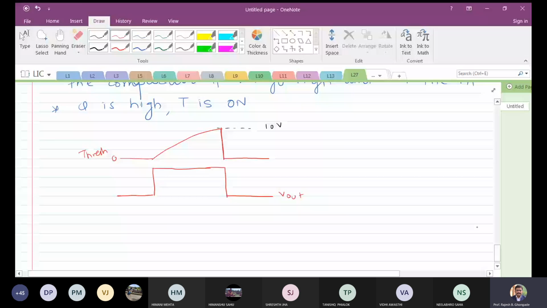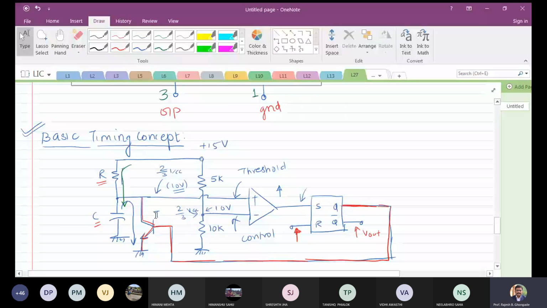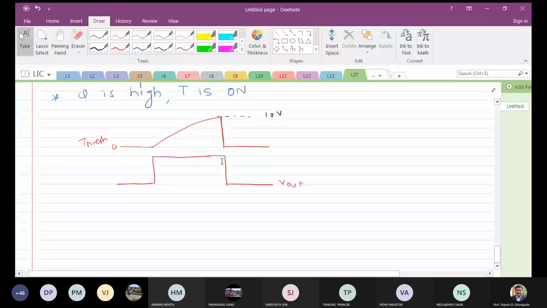So what we are achieving here is that there will be a pulse, output will remain high for some time, which is decided by the R and C constant, which are the external components. So by changing the value of R or C, I can stretch this pulse. Okay? Is that okay?